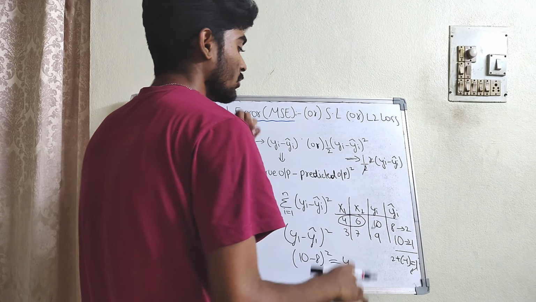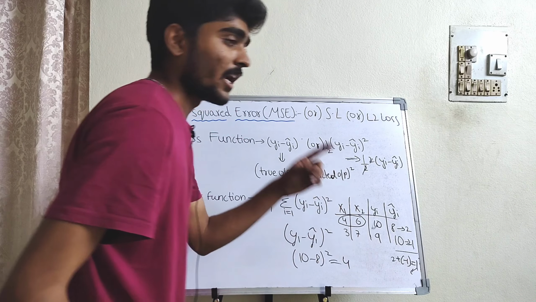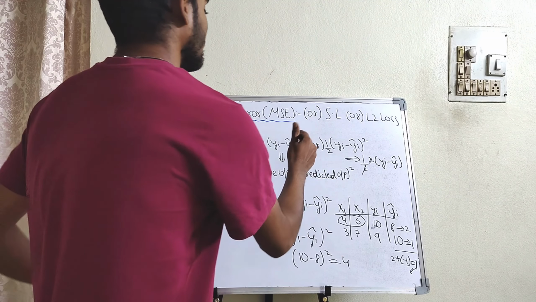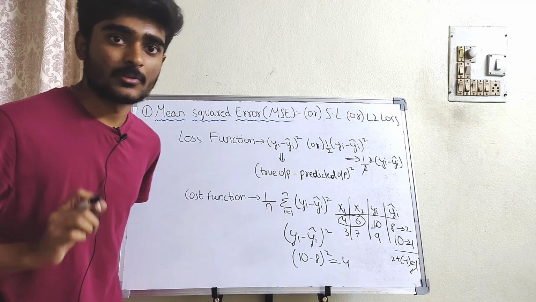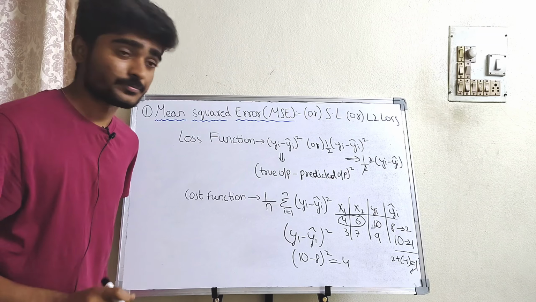So to avoid this and improve the performance of the model, you add the square term over here. Sorry, you square the output of the loss function.